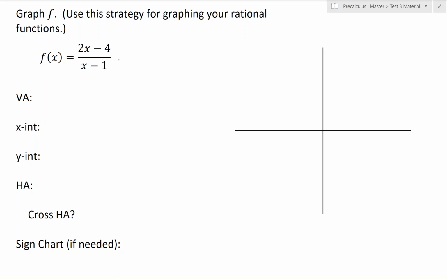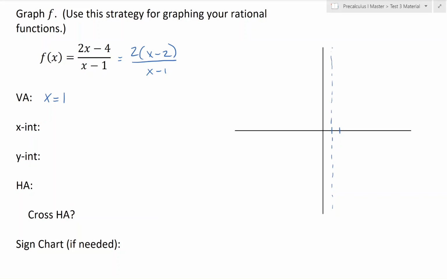Our first task is to factor the numerator and the denominator. Well, the denominator doesn't have to be factored, so there it is. You don't even have to put parentheses around it if you don't want. Your vertical asymptote is that value of x that causes the denominator to be 0, so x equals 1. And we can go ahead and graph that. X equals 1, it's that vertical line.